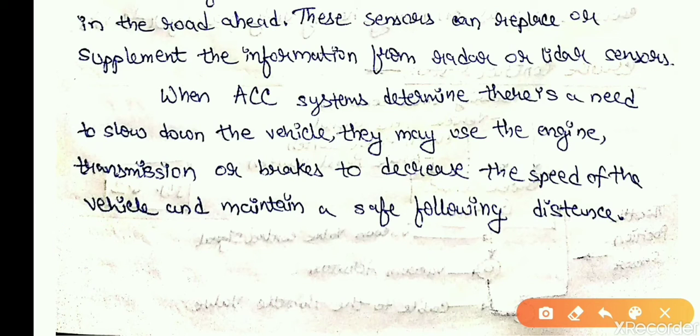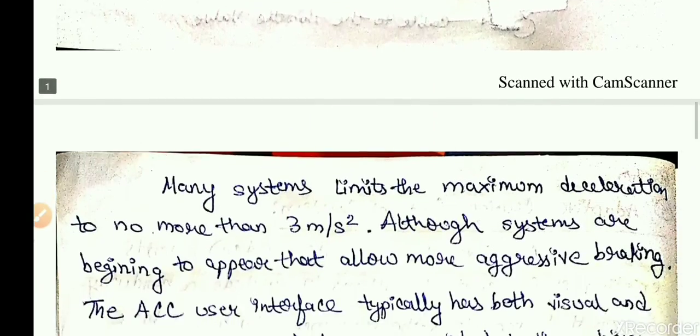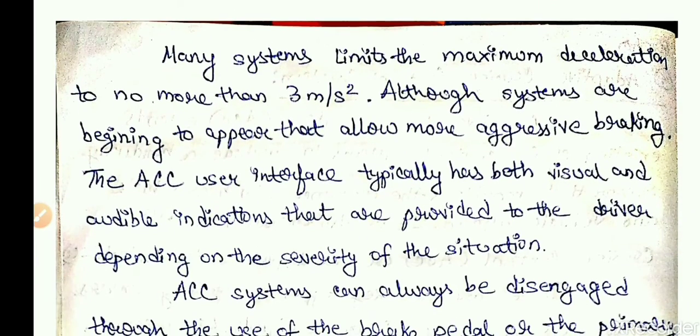Now when there is no need, that means the vehicle in front of you is running at a high speed and there is a large distance between your vehicle and the vehicle in front of you, there is no need for the system to engage. So it does not work at that time, and automatically there is a safe distance between the two vehicles.